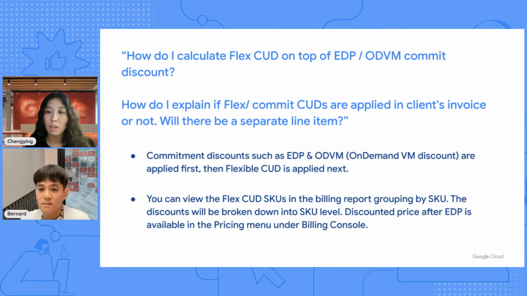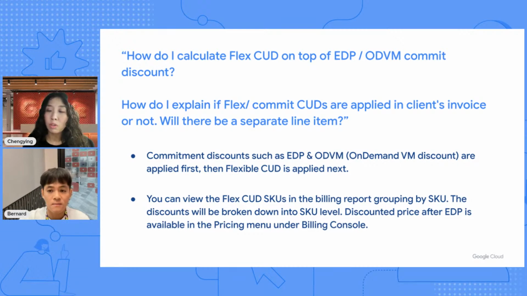So what does this mean? Maybe I'll give you an example. Let's say, for example, after your EDP discount, you are paying an average of $100 hourly. And then you are receiving a 46% CUD discount, a 3-year CUD discount, on the $100. So in this case, you just need to pay an hourly commitment fee of $54. And this allows you to use up to $100 worth of Compute Engine vCPU or memory for $54.